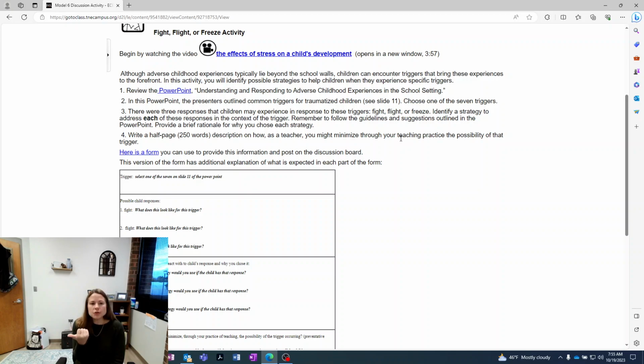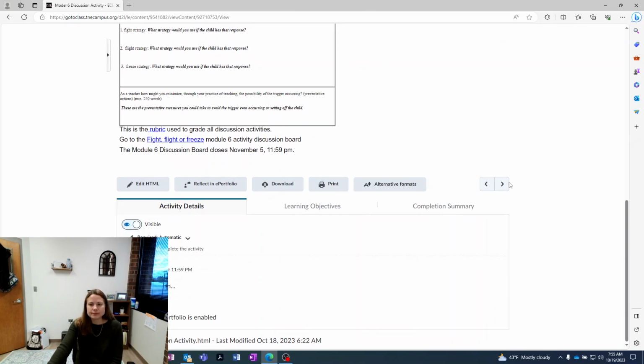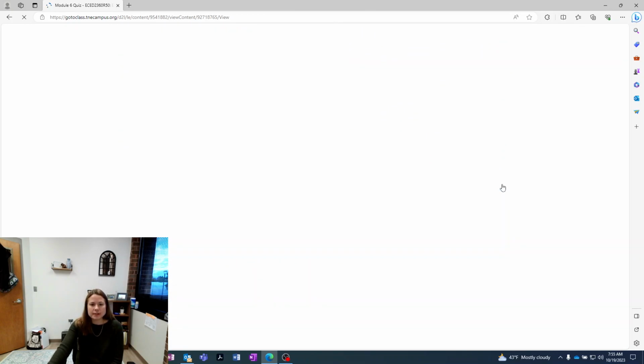So children are going to respond by doing these kinds of things: fight, flight, or freeze. You're going to identify which strategy to address for each of these responses. So even though you're choosing one of those triggers, you still need to address fight, flight, or freeze. And I want you to specifically identify a strategy that's going to help with fight, flight, or freeze. Okay? So remember, the guidelines for this are really going to be useful in the PowerPoint. So that's why I say make sure you go through the PowerPoint after you watch the video. And then, of course, you have your quiz.